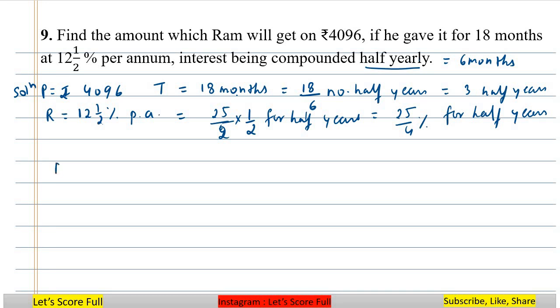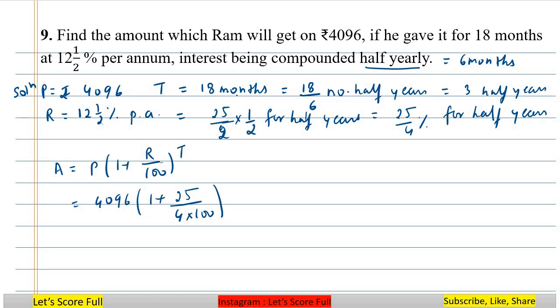Amount. So it is a simple question. Amount is principal (1 plus r by 100) raised to the time period. Amount is 4096, 1 plus the rate of interest, which we got as 25 by 4, over 100. As the numerator is in fraction, write 100 to the denominator. And the time period is half yearly, 3 half years. You can calculate this. 25 ones are 25, fours are.